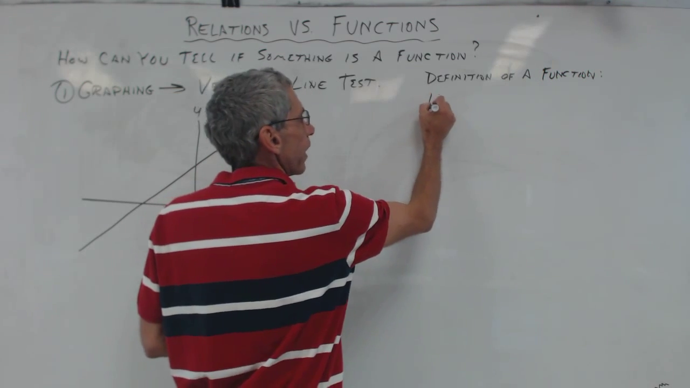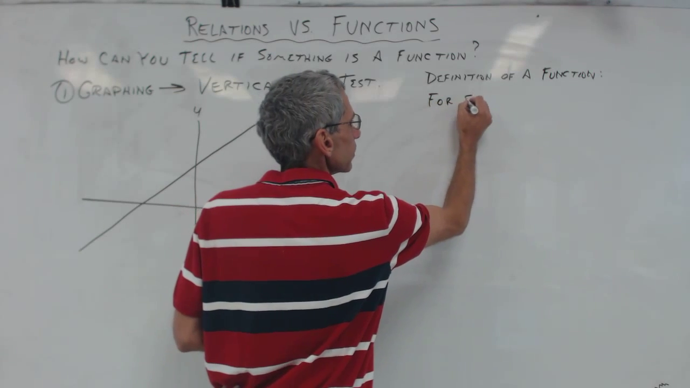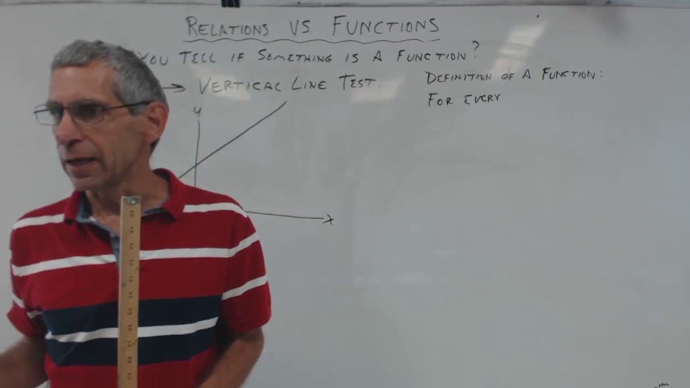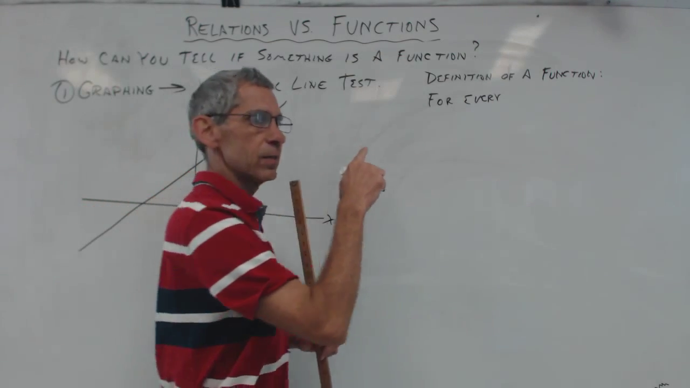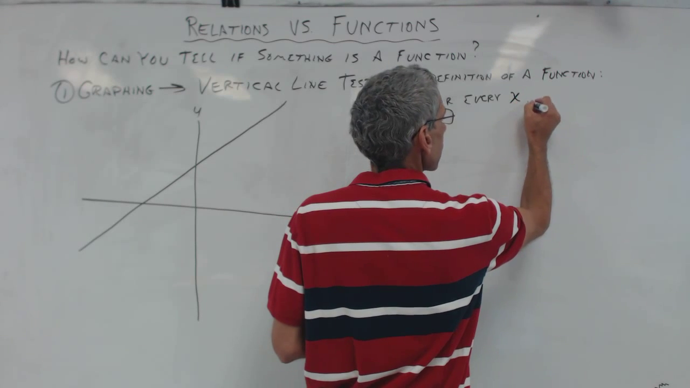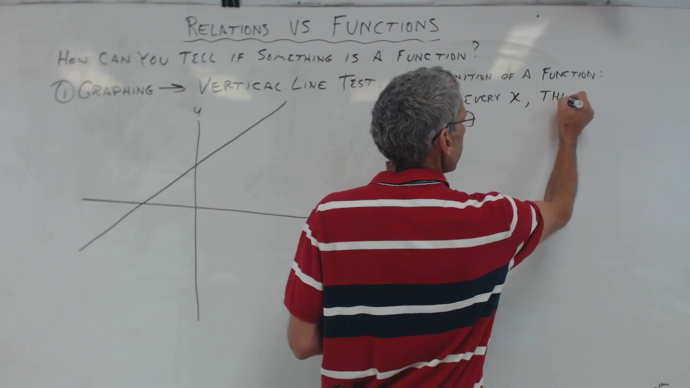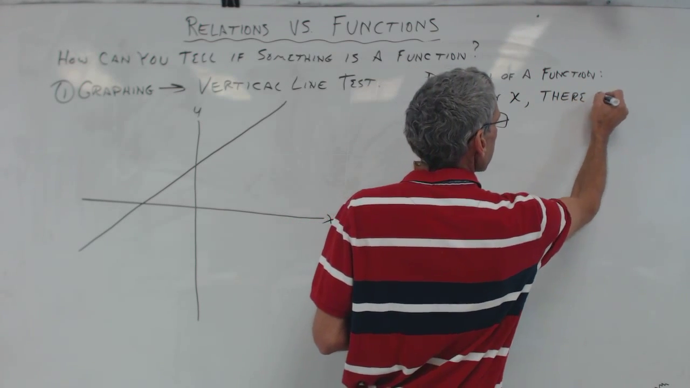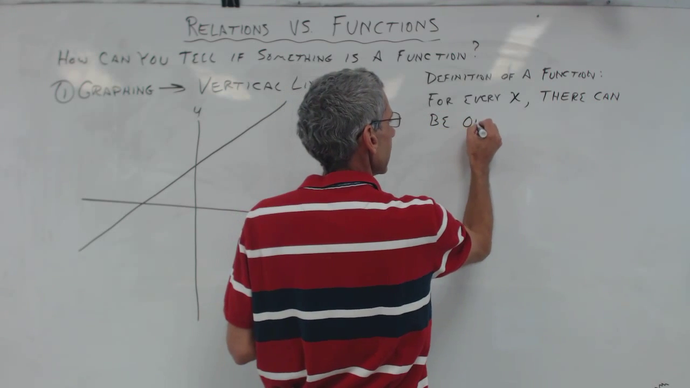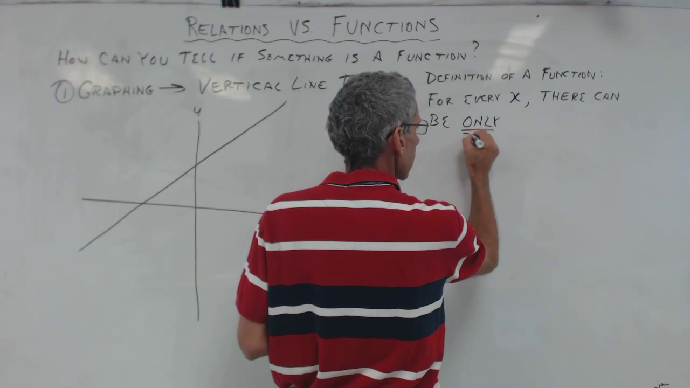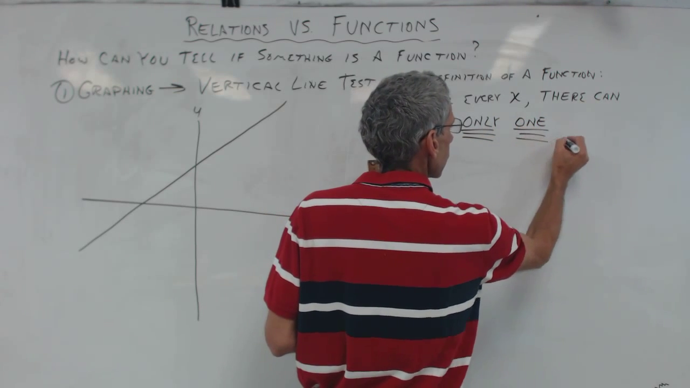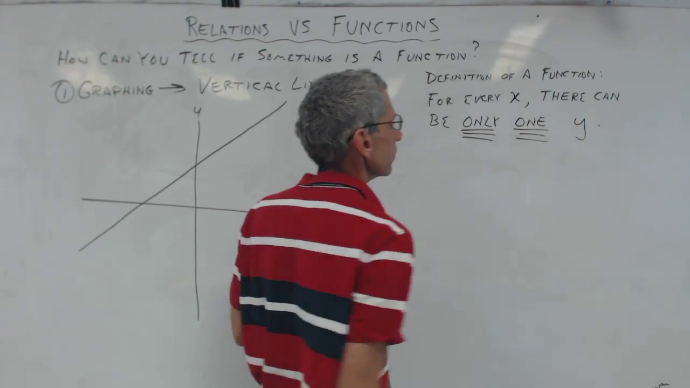Okay, for every x, this is really important. If you understand this, it'll be a piece of cake. This is the key to everything I'm going to be talking about today. For every x, there can be only one y. We learned this last year.